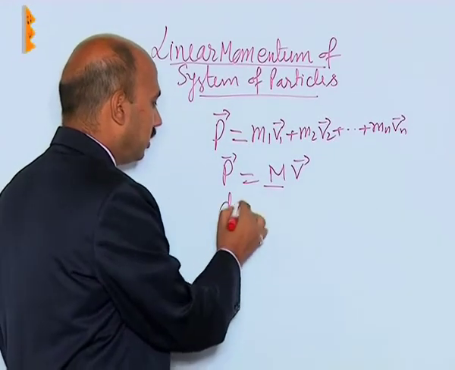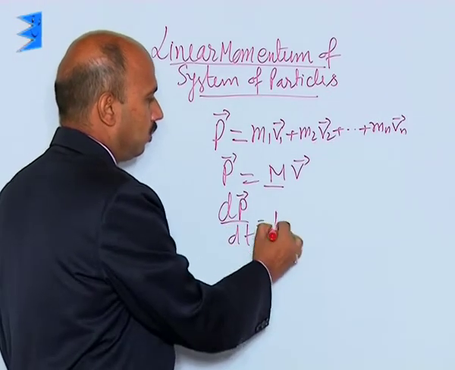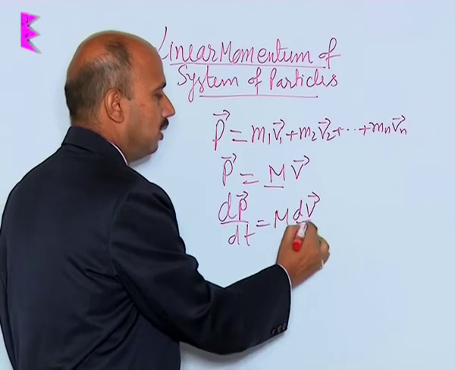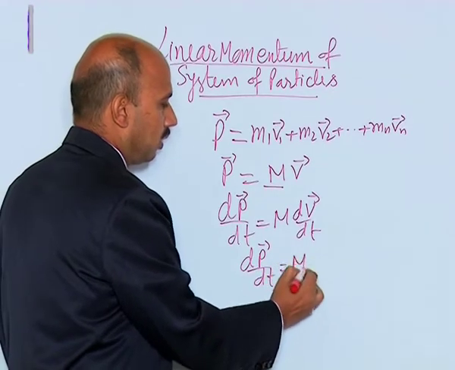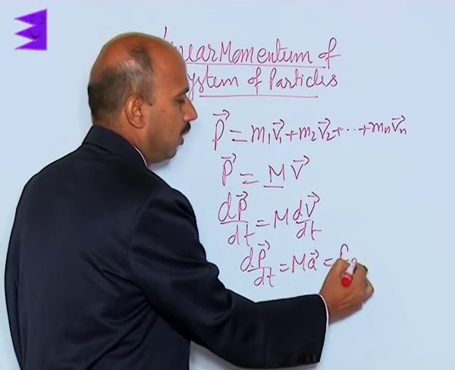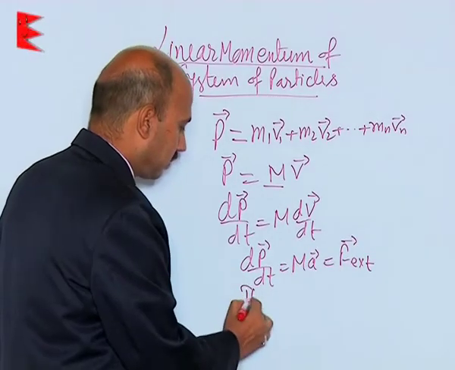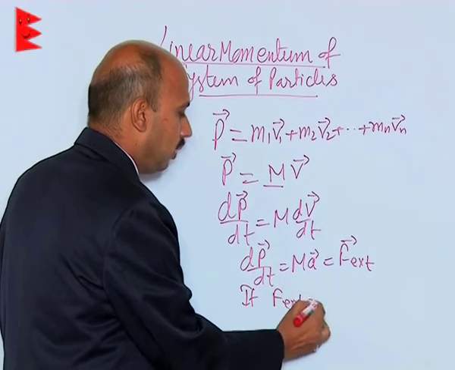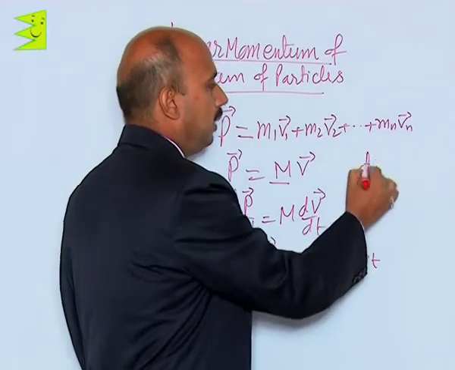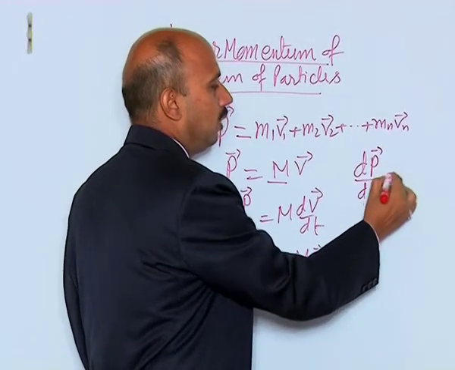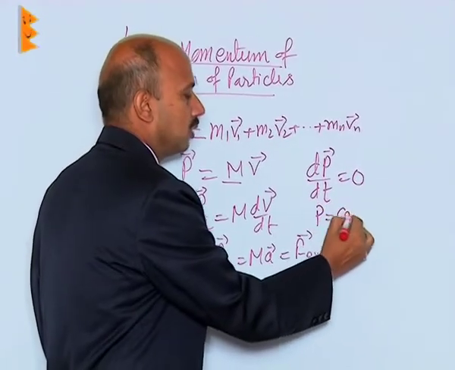If you differentiate it, you will get dP upon dt is equal to m into dv upon dt. So, we can write dP upon dt is equal to m into a, that is equal to F external. If you take F external equal to 0, then dP upon dt is equal to 0. That means P is equal to constant.